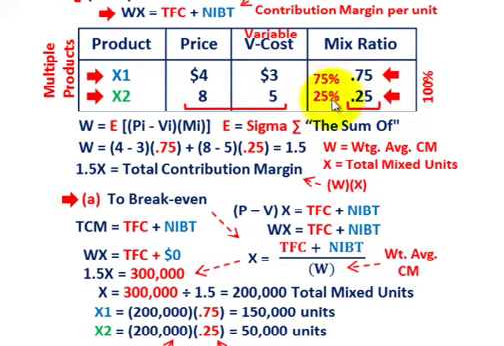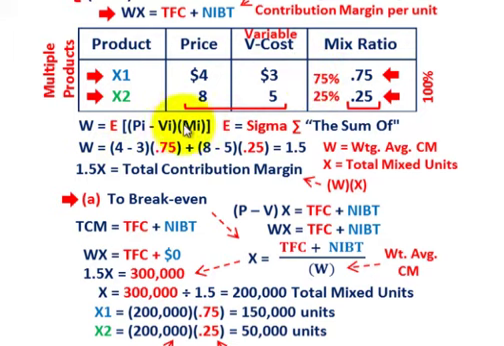So now we have to determine our weighted average contribution margin that we have up here. And that's simply summing. W equals the sum, or the sigma, of the difference between your unit price and your unit variable cost times that mix ratio.